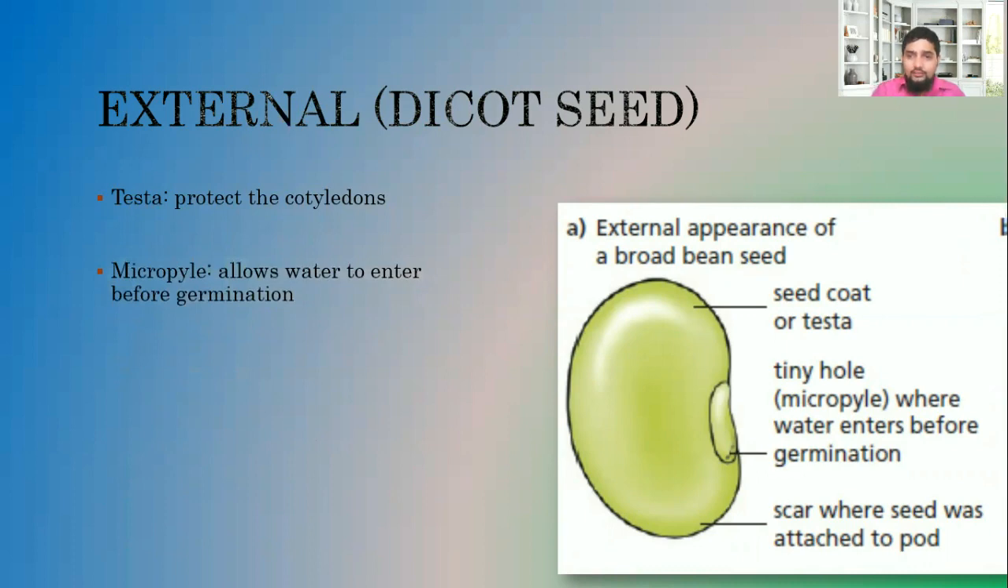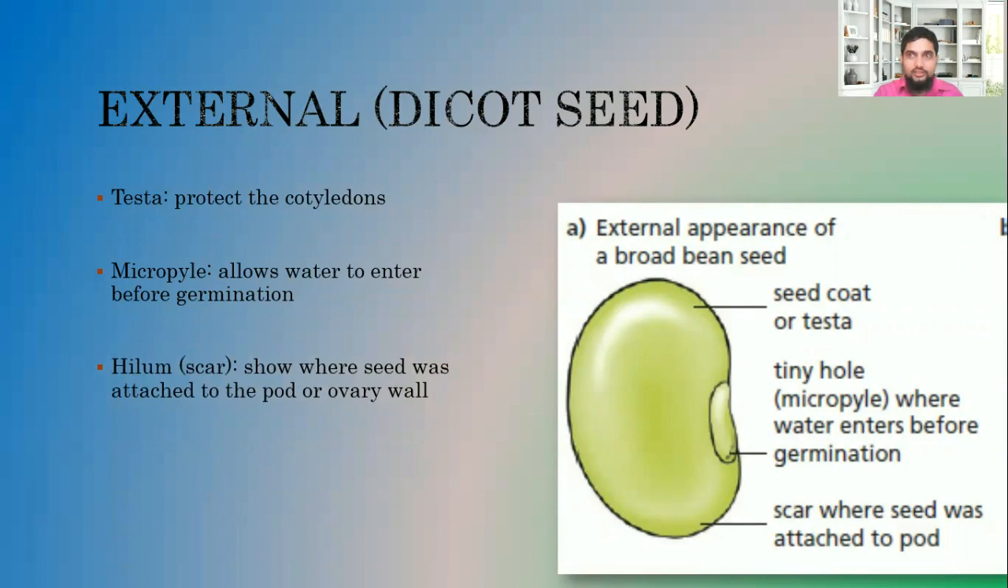Then we have the micropyle. The micropyle is a tiny, very small pore that allows water to enter. Before germination can occur, water is very important. Water must enter into the seed before germination can occur. So the micropyle serves that purpose, to allow the movement of water into the seed.